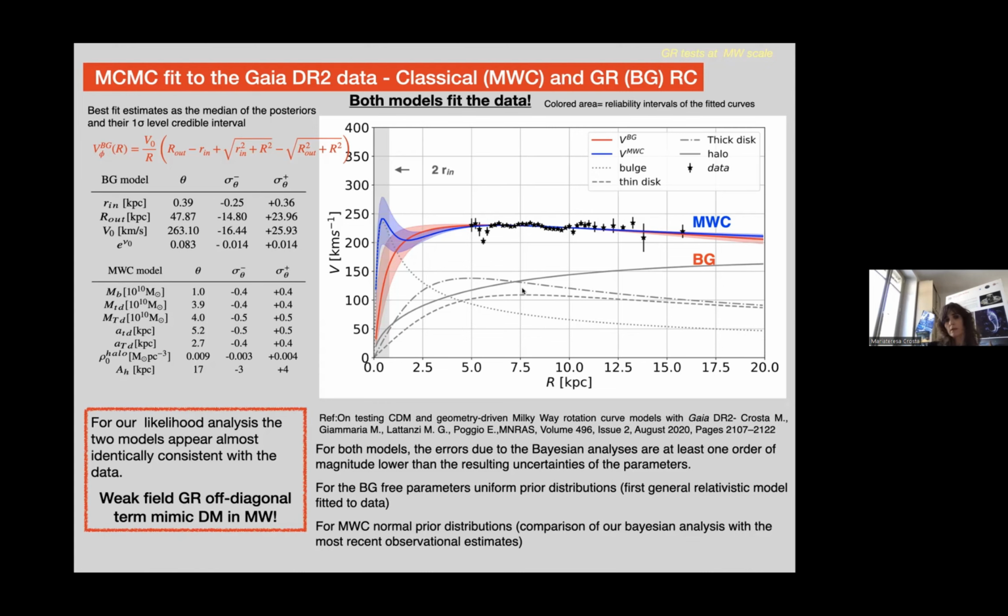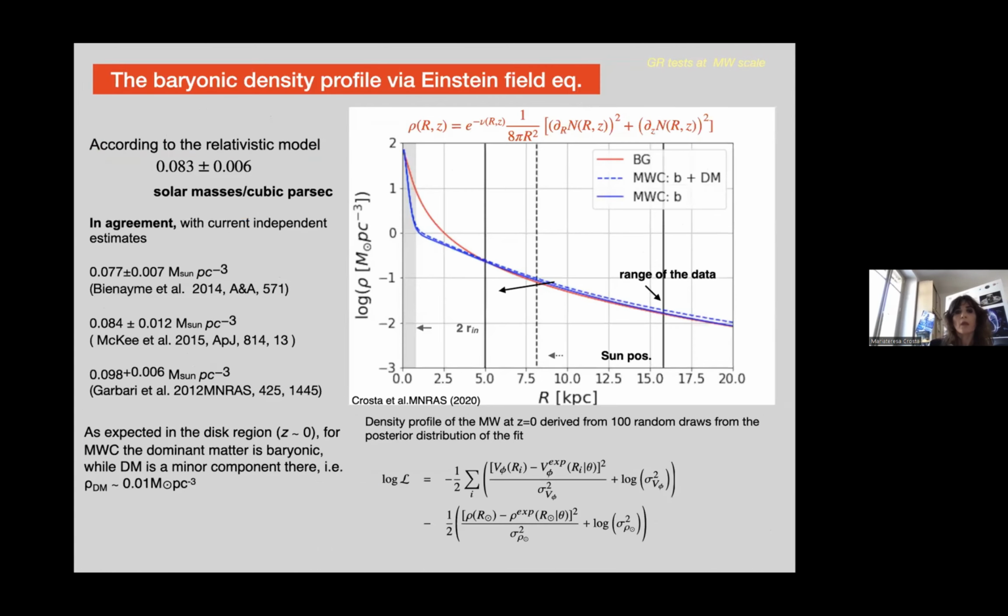And statistically, they are perfectly equivalent. But I stress that the relativistic model has only 4 parameters, while the classical model here has 7-9 parameters. I will tell you more in the next slide. Then also the bulge, with this model, we are able to derive a dimension from the velocity data of the bulge, which is quite similar to the classical one.